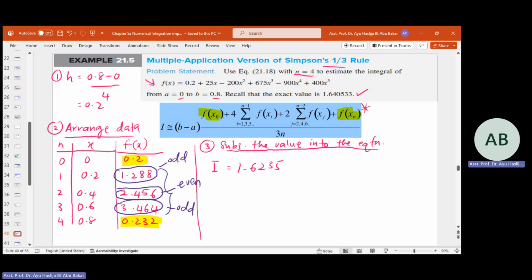Okay, so I'll stop at this example. Tomorrow, I will continue on the 3/8. Let me know if you are stuck somewhere or you still don't understand. Okay, so that's all. Thank you.